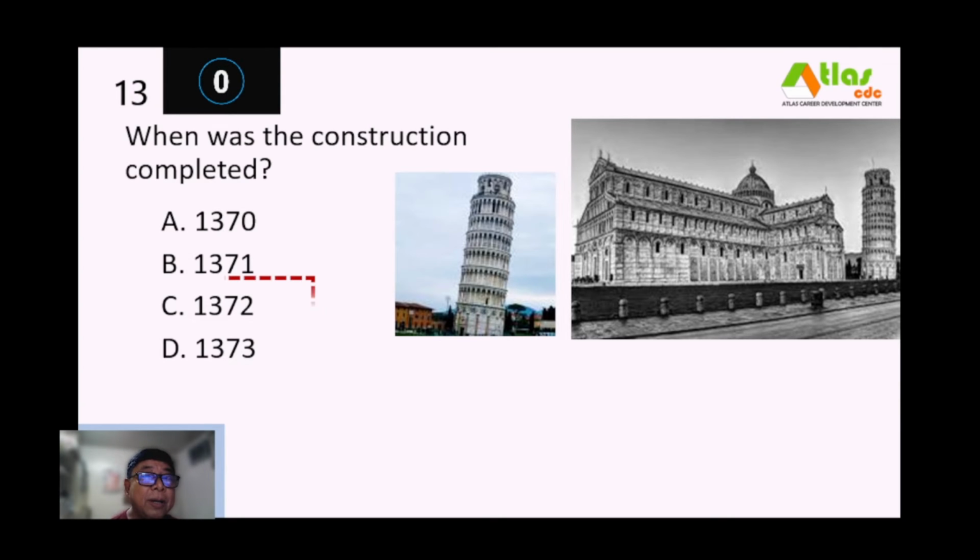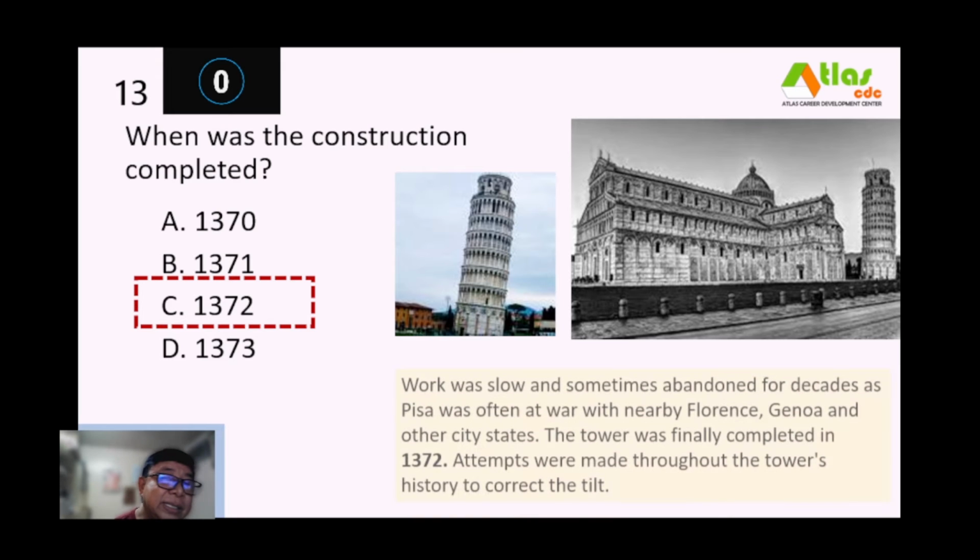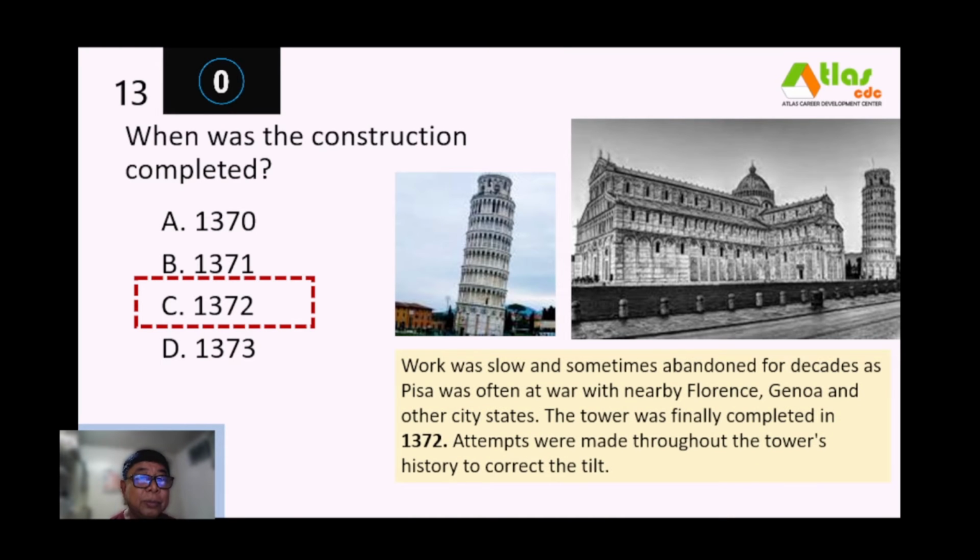And our correct answer is letter C, 1372. So work was slow and sometimes abandoned for decades as Pisa was often at war with nearby Florence, Genoa, and other city-states. The tower was finally completed in 1372. Attempts were made throughout the tower's history to correct the tilt.